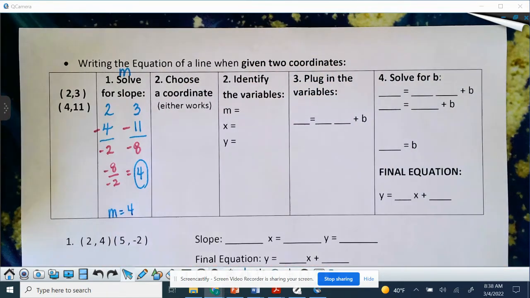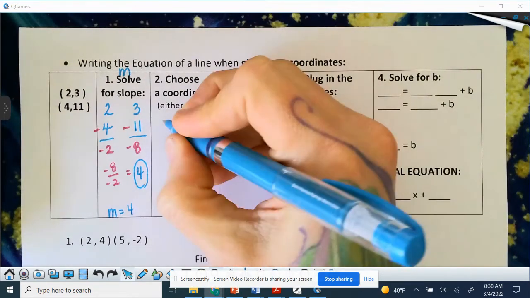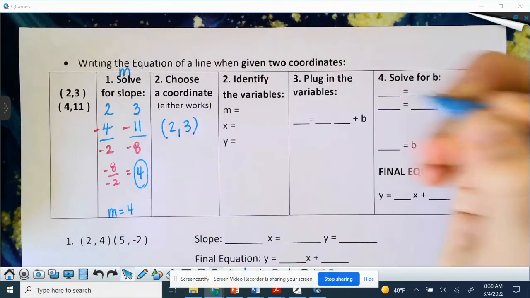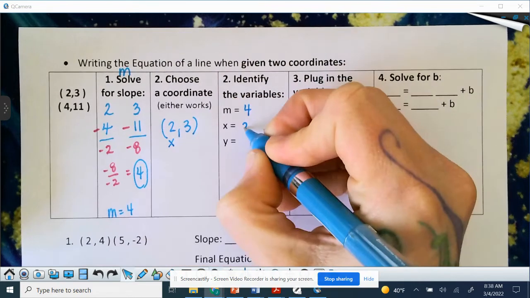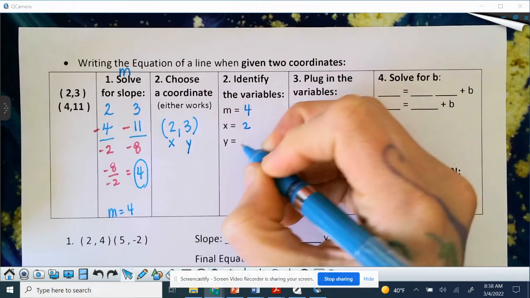Choose a coordinate, whichever coordinate you like. If you like 11 as your favorite number, use that one. If you like 3 and 2 better because they're smaller, which is what I would do, choose that one. Because now we're going to go back and do exactly what we did in our last video. So I'm going to use 2 and 3 because they're smaller. So our m value is 4. In this case, our x value is 2. Our y value is 3. And now we're going to plug in just like we did before.